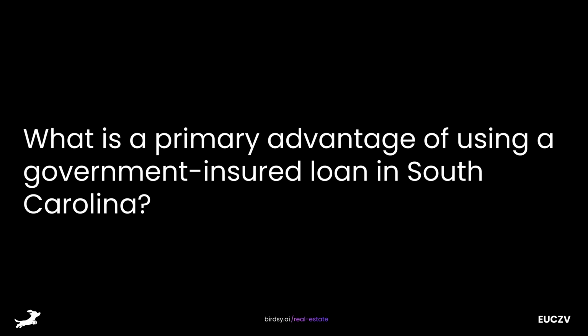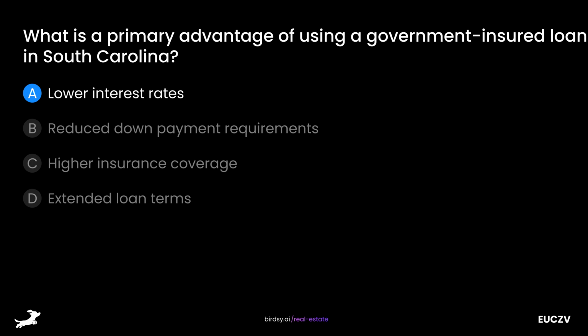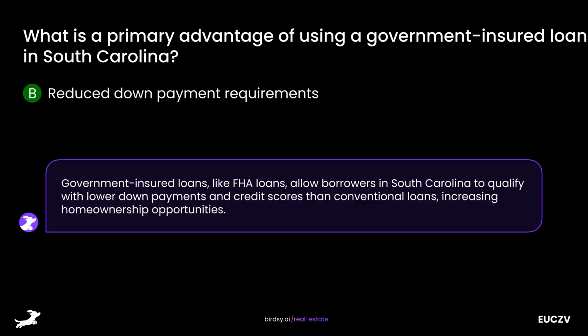What is a primary advantage of using a government-insured loan in South Carolina? Is it A, lower interest rates? B, reduced down payment requirements? C, higher insurance coverage? Or D, extended loan terms? The answer is B, reduced down payment requirements. Government-insured loans, like FHA loans, allow borrowers in South Carolina to qualify with lower down payments and credit scores than conventional loans, increasing homeownership opportunities.